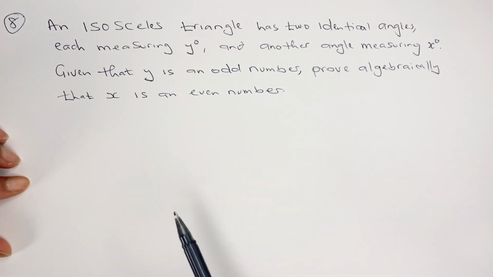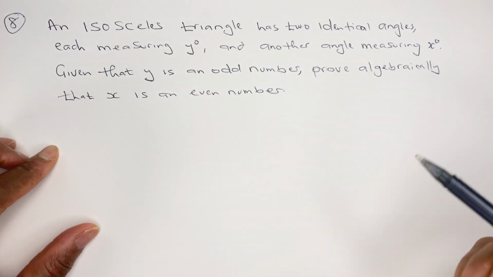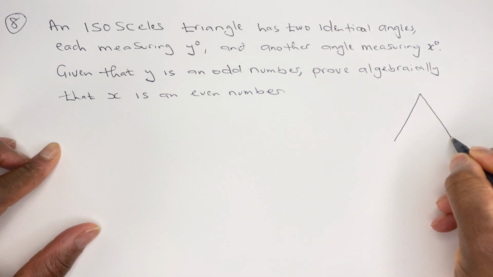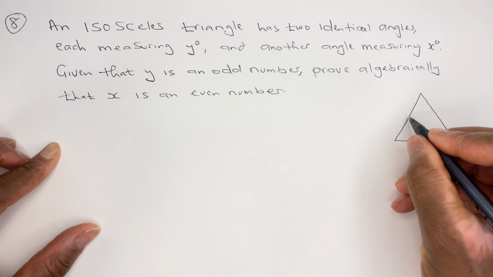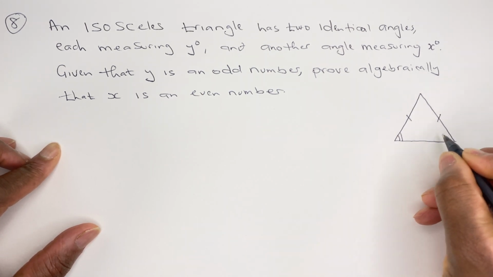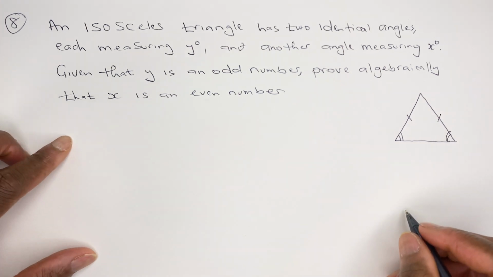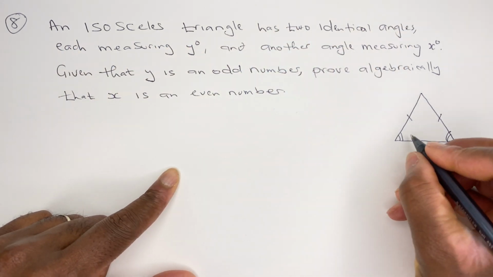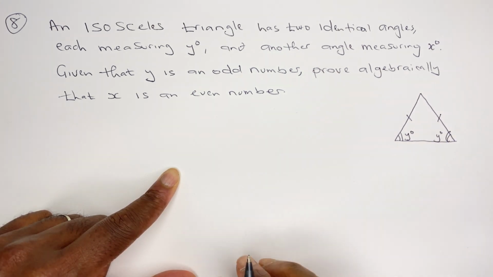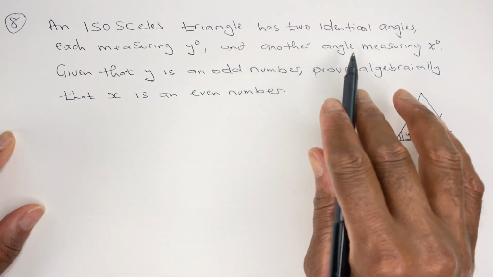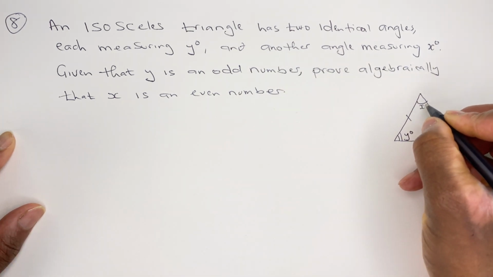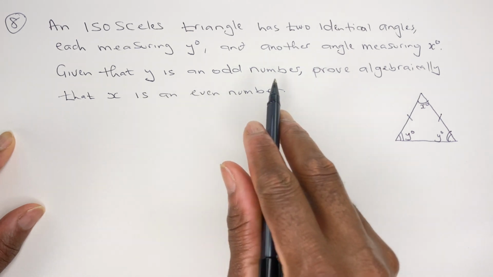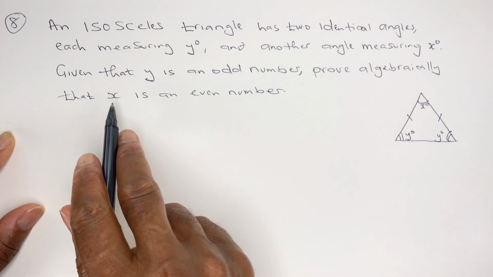Question 8. An isosceles triangle. So if I draw an isosceles triangle, just before I actually continue reading that, this is my triangle. An isosceles triangle has 2 equal sides and 2 equal angles. And it says an isosceles triangle has 2 identical angles, each measuring y degrees. So this is going to be y degrees, and that's y degrees. And another angle measuring x degrees. So that will be x degrees. Given that y is an odd number, prove algebraically that x is an even number.